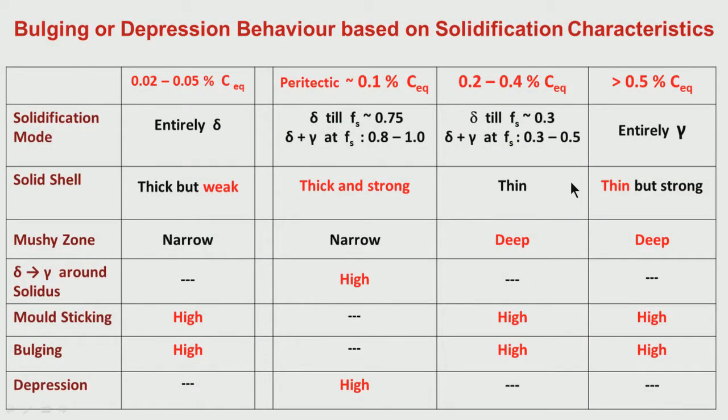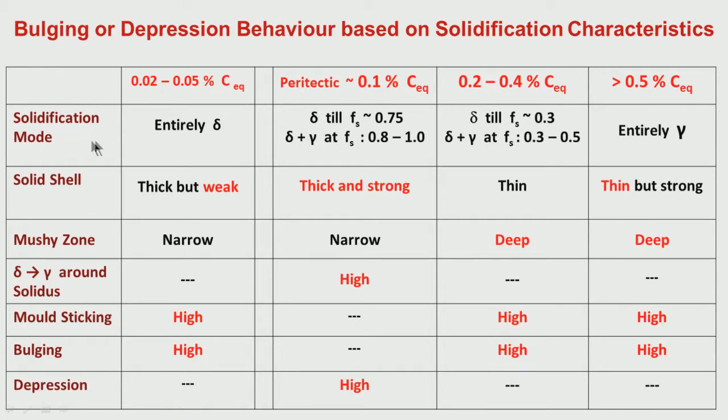Let us try to now see for different carbon equivalent what is the behavior of the solid shell, whether there is bulging or there will be depression based on the solidification characteristics. Let us try to understand. So, let us first try to understand very low carbon equivalent chemistry corresponding to say 0.02 to 0.05% carbon equivalent. What happens in this chemistry range?